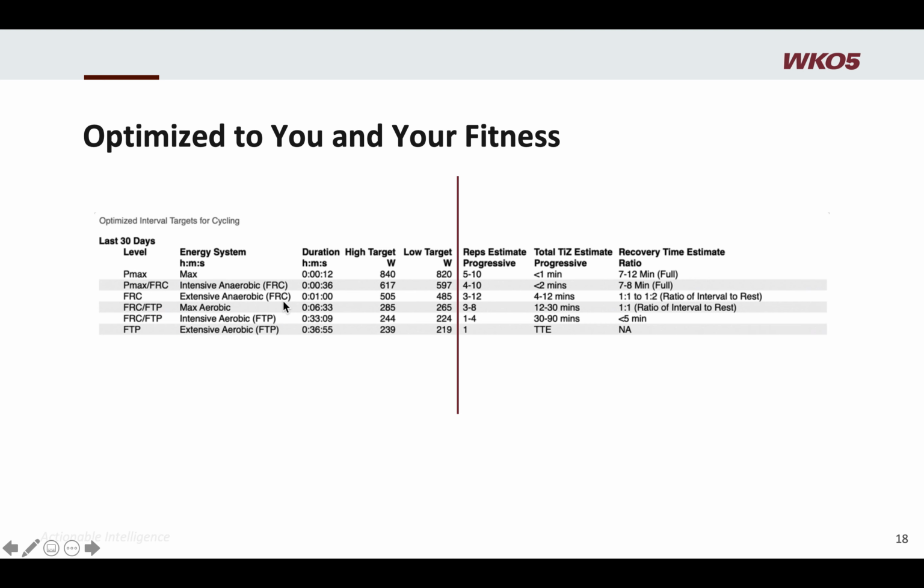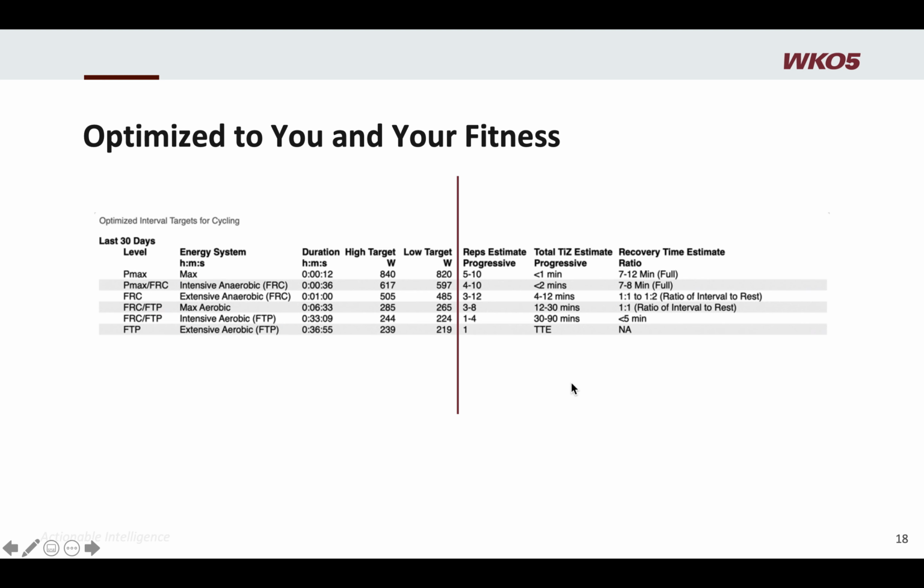So let's take like an FRC interval here. Let's look at a full 1 minute type of interval. Actually, let's look at a max aerobic. Here's an athlete that's probably more of a sprinter, a pursuiter, has good anaerobic capacity. So the model's suggesting they do longer max aerobic, what you might classically call VO2 max kind of work. It's presenting a target. We suggest 3 to 8 reps, a total of 12 to 30 minutes within that time and zone.